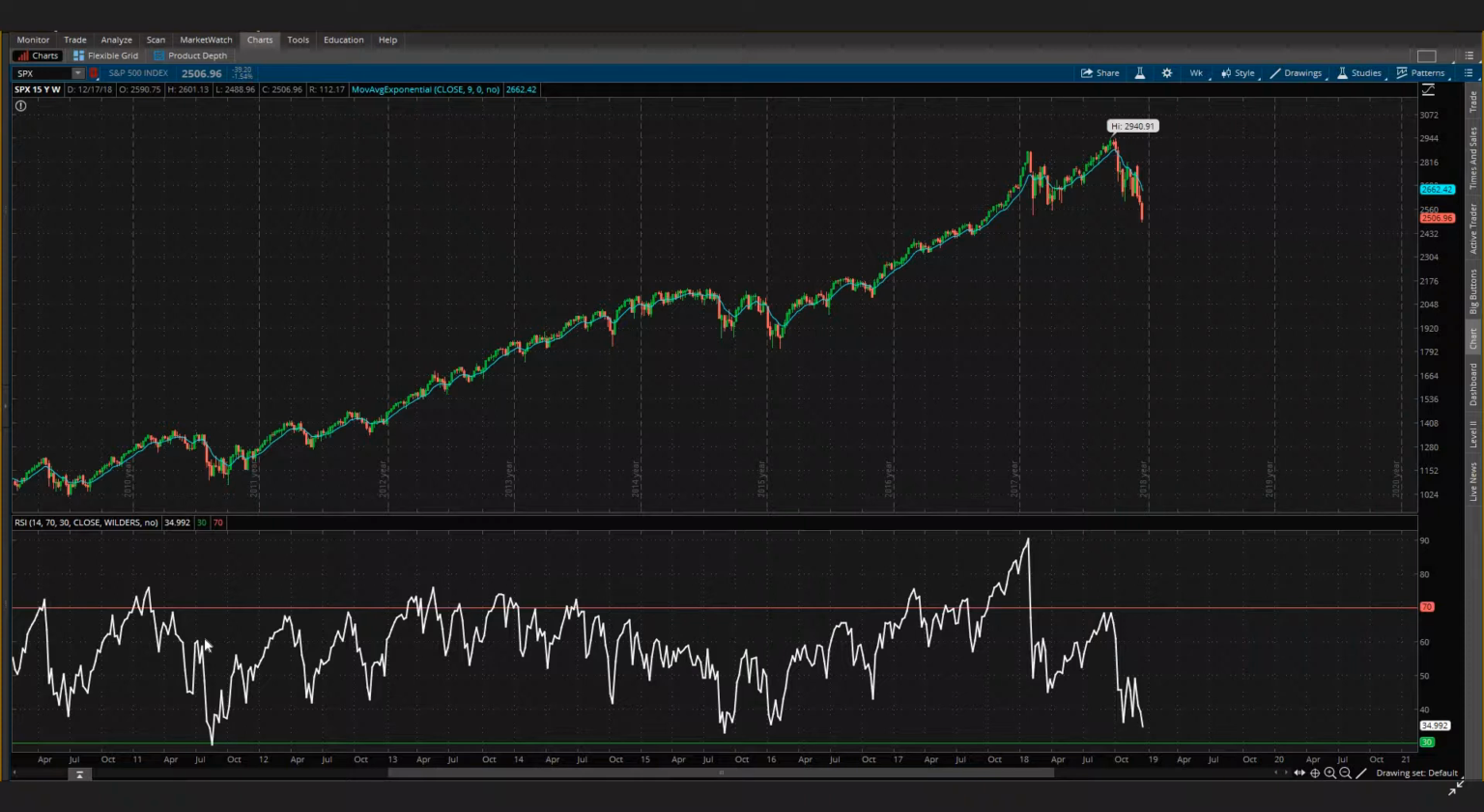RSI, like many indicators, is basically a representation of the momentum of a stock or an asset or an ETF or whatever it is you're trading. You can see down at the bottom of the screen, this white line represents the RSI. This is the Thinkorswim platform, and this is just SPX, the S&P 500. This chart goes back a while, and normally people don't use RSI on a weekly chart, but this is just to set up how it looks and how it works.